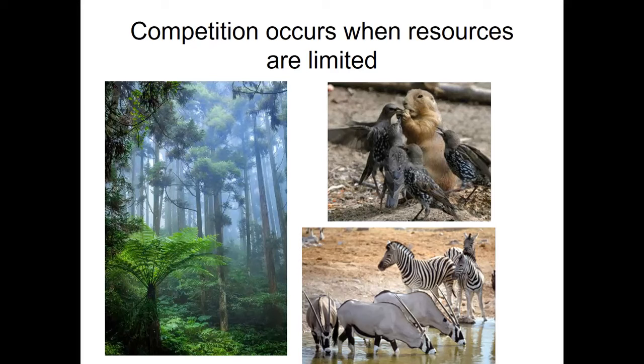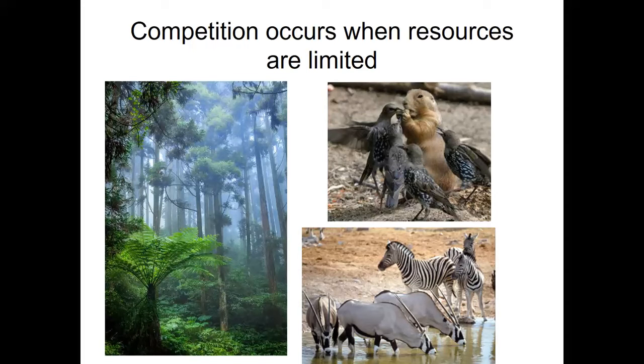A resource is any component of the environment, for example, food, water, light, space, that an organism requires. And I'll tell you that resources are always limited. So everybody's always a little hungry, is what I like to say. Everybody's needing more food, needing more water. And so it's inevitable that organisms will compete.